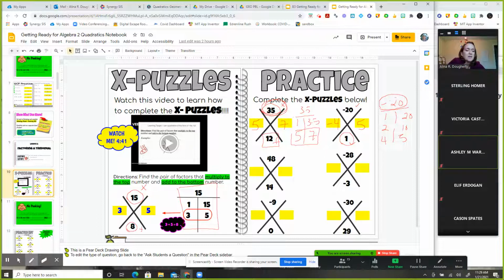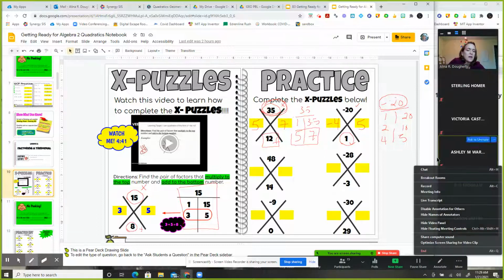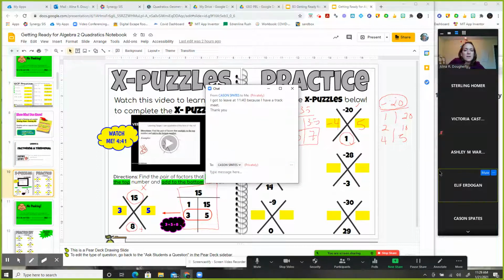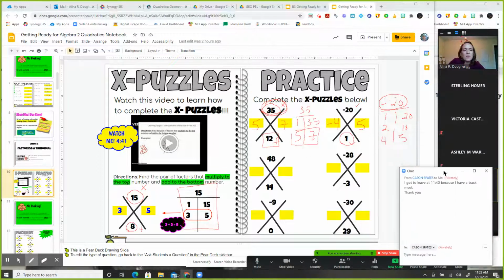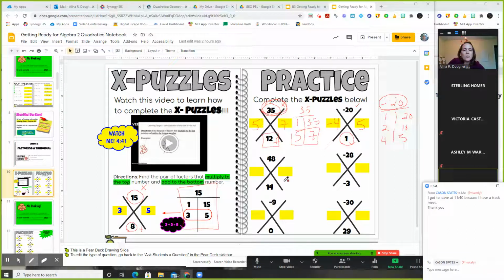Has anybody done these X puzzles before? Did you do these in algebra with any of your teachers? I did. Yeah, we did. Yeah? Okay, sweet. So they're familiar. So what about the 48 and the 14? What do I do there?